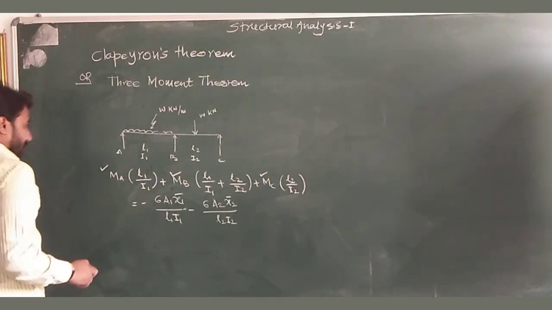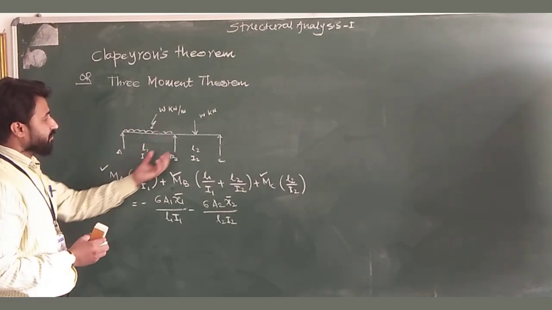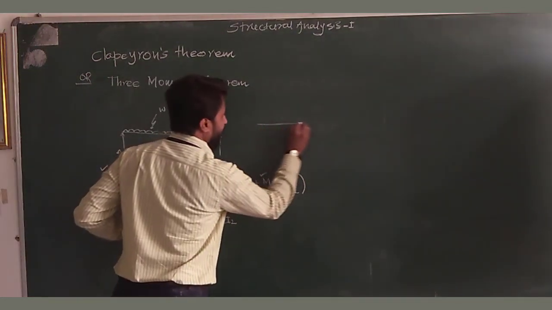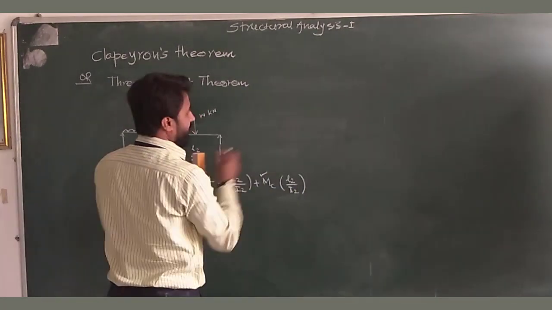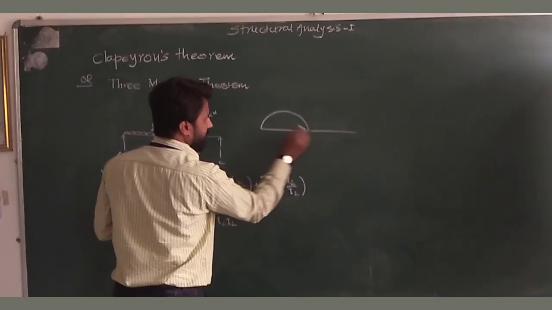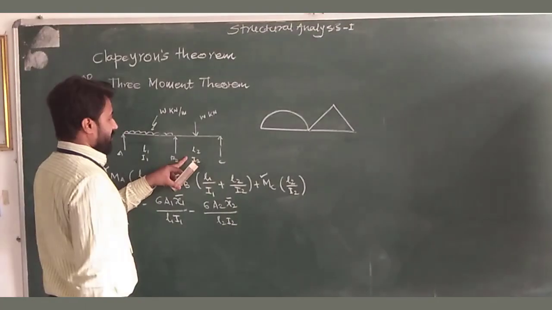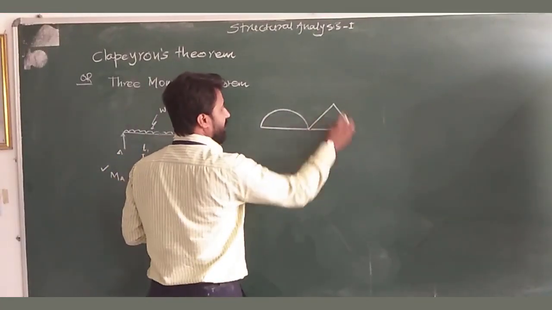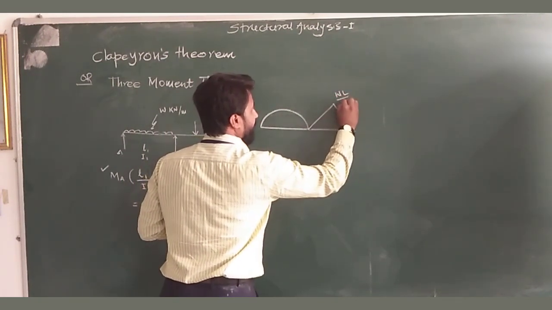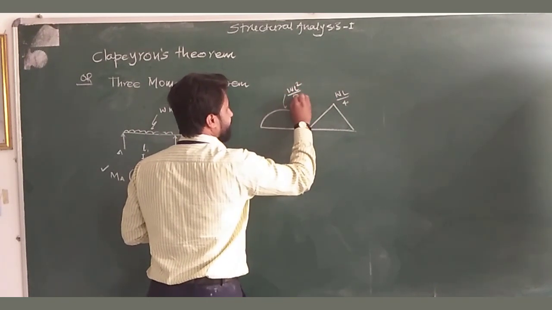So suppose we have this continuous beam having UDL at AB span and center point load at BC span, and if you draw the bending moment diagram of this, the bending moment diagram of AB will be in parabolic shape, and the bending moment diagram of the concentrated point load will be in triangle shape. So this value of the bending moment is WL by 4, and the bending moment of UDL is WL square by 8.